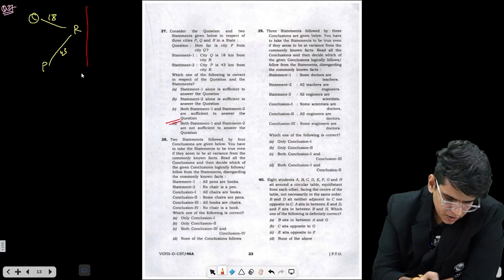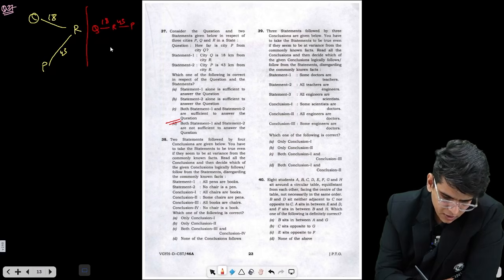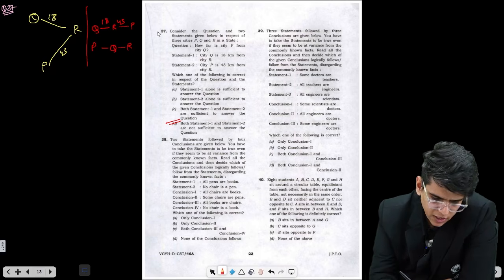This can be one possibility. Another possibility is Q, R, P, with 43 and 18. Another possibility is Q, R, P. Right? There are multiple possibilities, so we can't answer this.